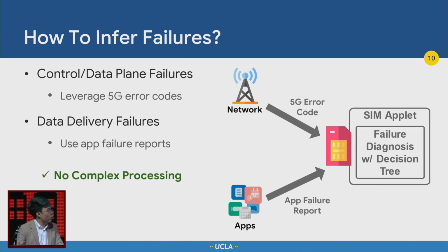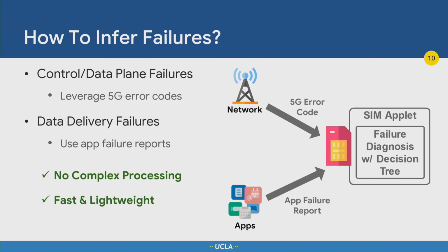First, with information from both sides, the SIM itself does not need to perform complex processing, for example, maintaining complex state machines or model checking. And second, with the readily available 5G error codes from the infra side, this solution could be fast and lightweight on both the infra side and the device side.